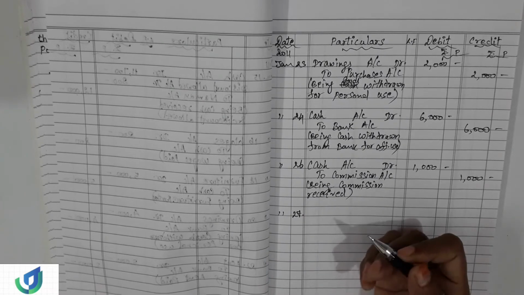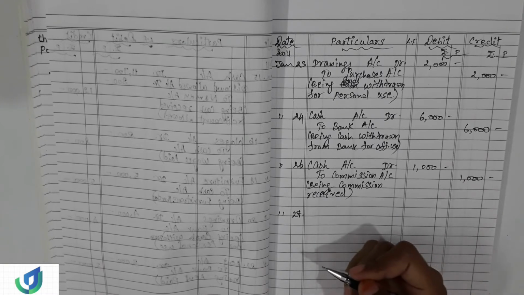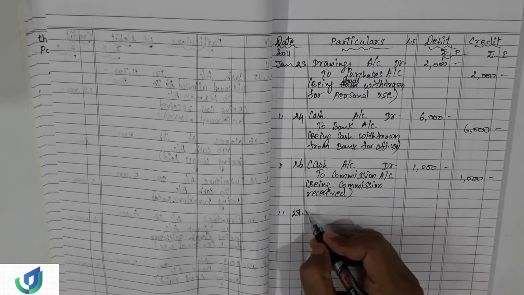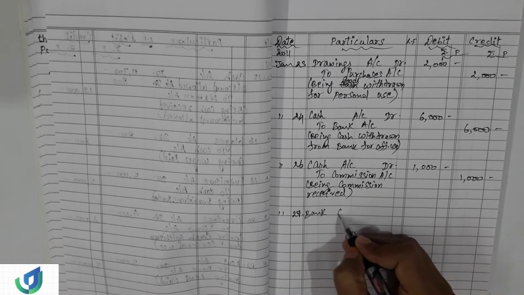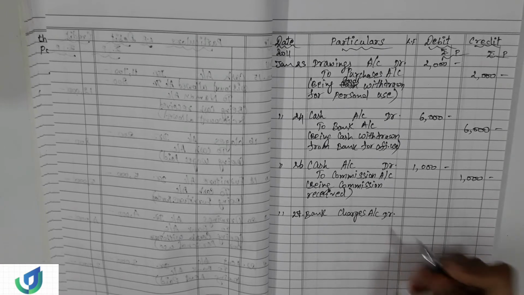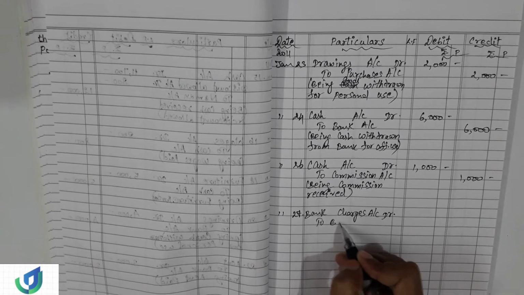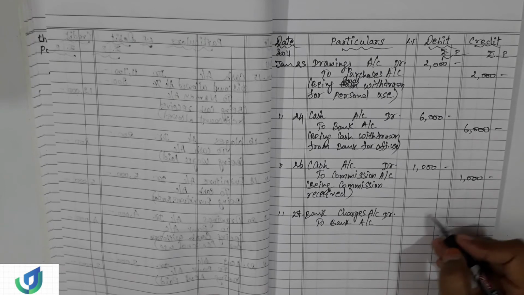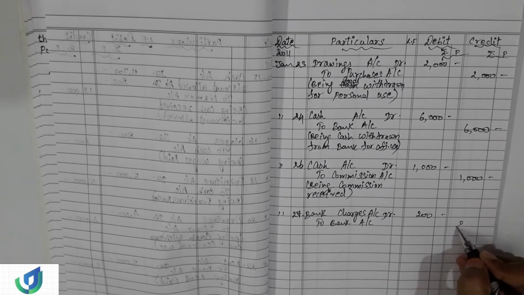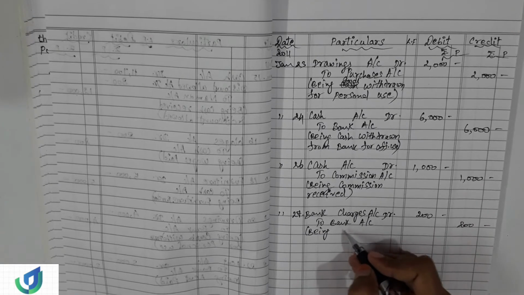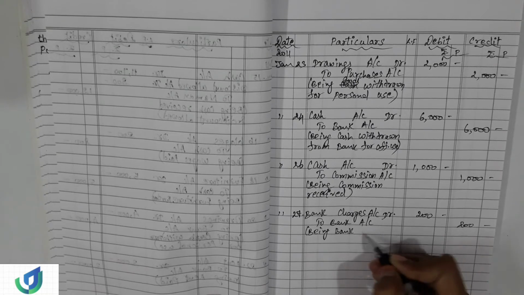Bank will give interest. That is our income. But when the bank charges for the service rendered by the bank, it is our expense. So we have to debit the expenses. Bank charges account debtor to bank account, because the bank balance only will reduce, right? So we are crediting the bank account. 200. Being bank charges paid.